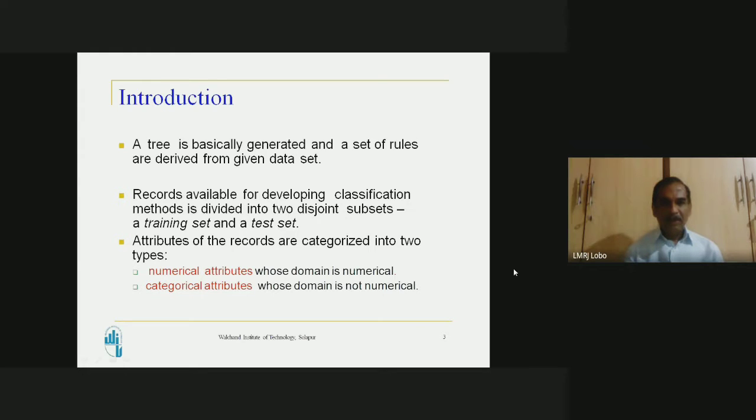The records which are available for developing classification methods are divided into two disjoint subsets, a training set and a testing set. The training set is used to prepare the model and the testing set is used for validating our particular model. The attributes of records are categorized into two types. One, which are in terms of numbers, numerical attributes, and the other are categorical attributes whose domain is not numerical in nature.